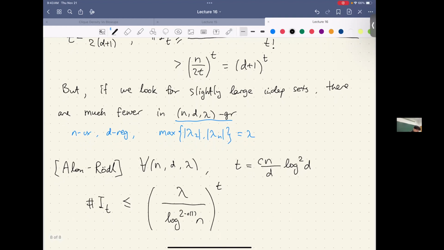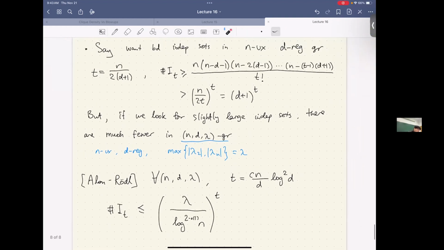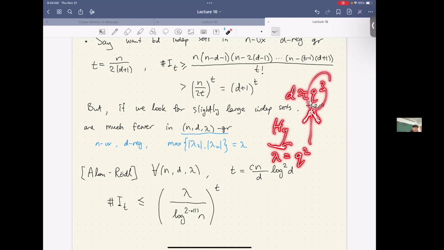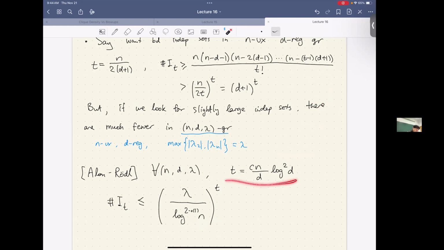Okay, and why is this good? Look, for the greedy size, n over d, you get d to the t. And now for n over d times log d squared, slightly above, it drops. If you think of this as a low order term, it is lambda to the t instead of d to the t. And for many pseudo-random graphs, lambda is polynomially smaller than d. In our graph HQ, D is roughly Q cubed, but lambda for HQ is Q squared. It's polynomially smaller. So you get much fewer, at slightly larger size.